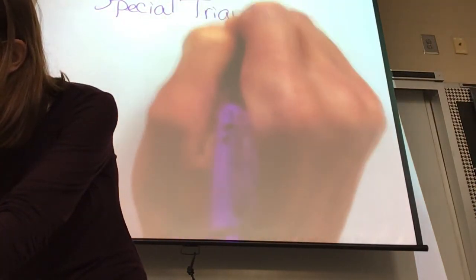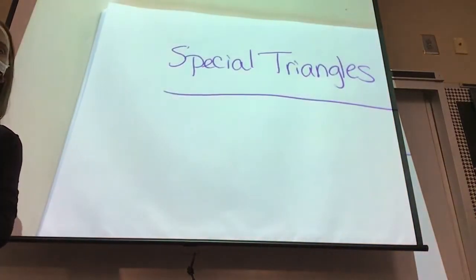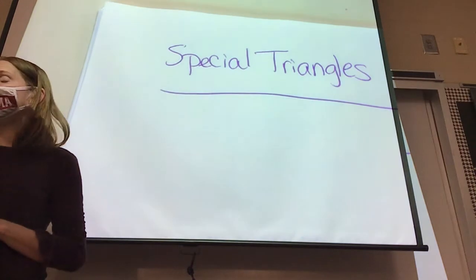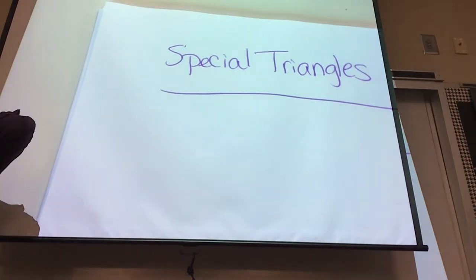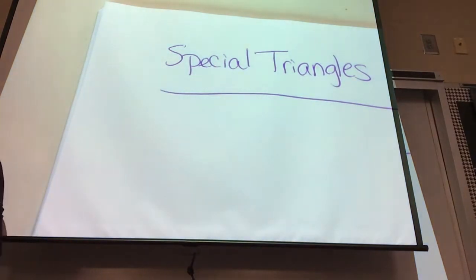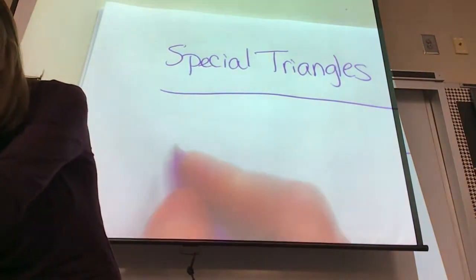So we're doing special triangles. Okay, so we're looking at special triangles here. And by this, like I said, I mean we have two kinds, 30, 60, 90, and 45, 45, 90. And I'm going to do them separately today. Eventually they may be mixed together, but for now they're going to be separated. So we're going to start with the 30, 60, 90.